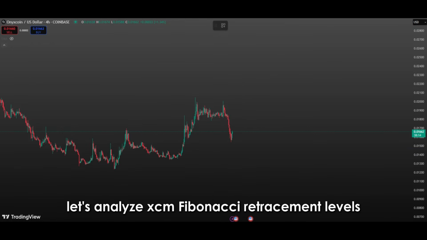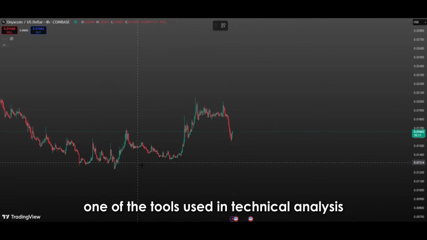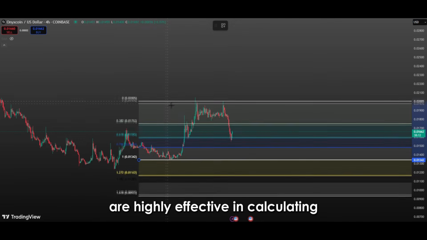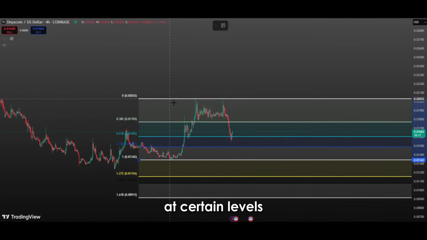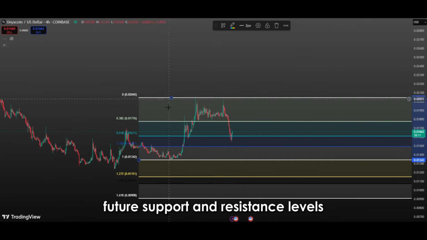But first, let's analyze XCN. Fibonacci retracement levels, one of the tools used in technical analysis in cryptocurrency or financial markets in general, are highly effective in calculating the likelihood of price reversals at certain levels. This analytical method is used to predict potential future support and resistance levels based on historical price movements.